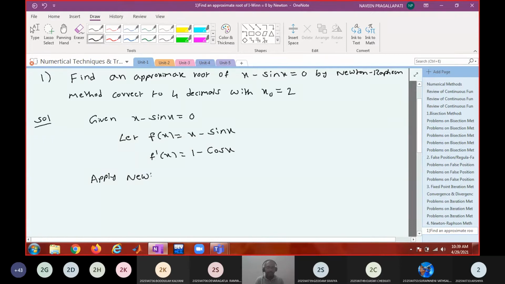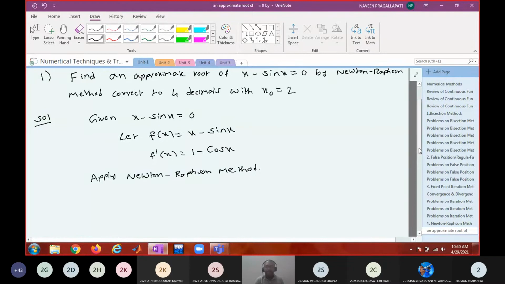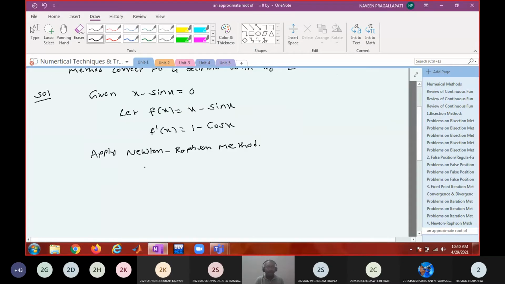Apply Newton-Raphson method. Always write down the general formula first, and then substitute the values. Xn plus 1 is equal to xn minus f of xn by f dash of xn, n equal to 0, 1, 2, 3 and so on.